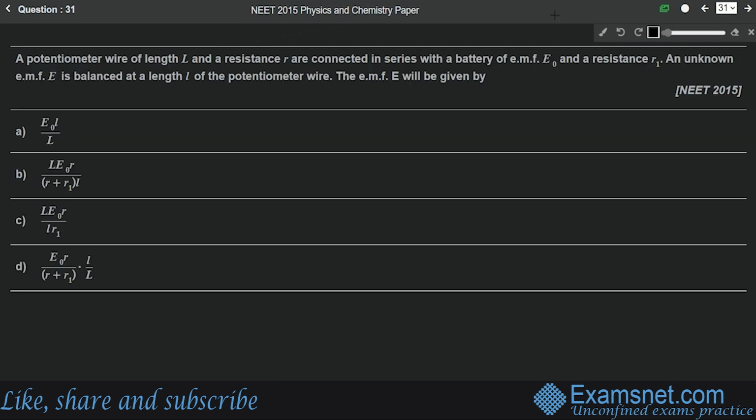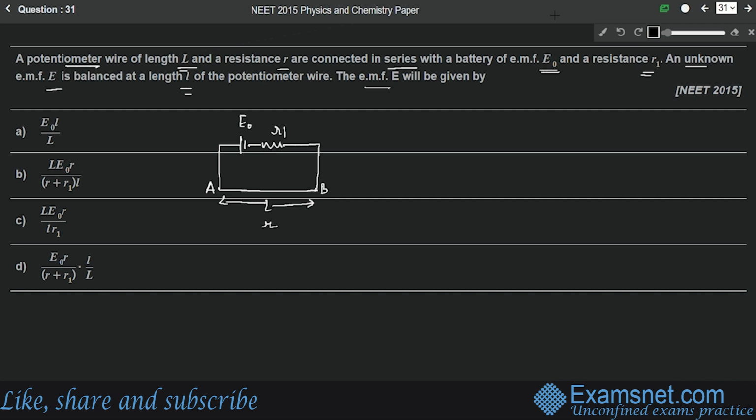Question number 31 says a potentiometer wire of length L and a resistance R are connected in series with a battery of EMF E0 and a resistance R1. An unknown EMF E is balanced at a length small l of the potentiometer wire. The EMF E will be given by. So first of all, we have a potentiometer wire. Let's say it is AB of length capital L and its resistance is small r. Now it is connected in series with an EMF E0, so this is E0, and a resistance R1. So this is R1.